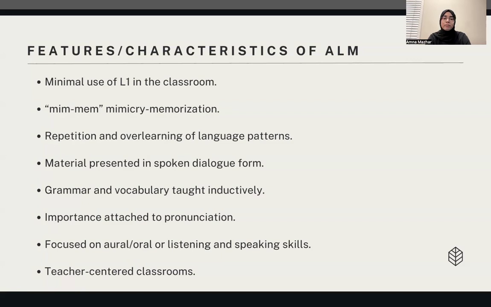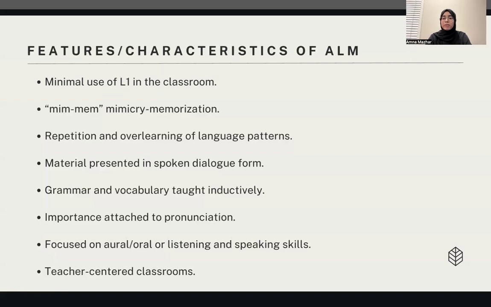Mim-mem, or mimicry memorization, refers to the learners mimicking what the teacher is saying, or what the audio tapes are giving. They're going to mimic whatever spoken language you're given, and then memorize. For example, if they're exposed to a vocabulary item such as bottle, they're going to mimic the teacher's pronunciation and memorize that vocabulary item.